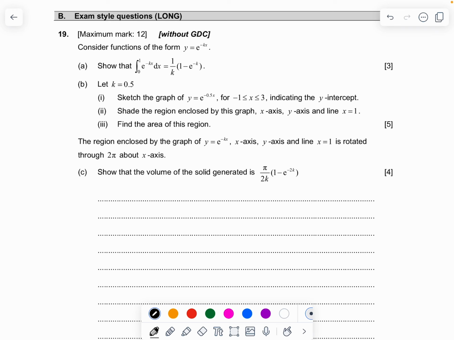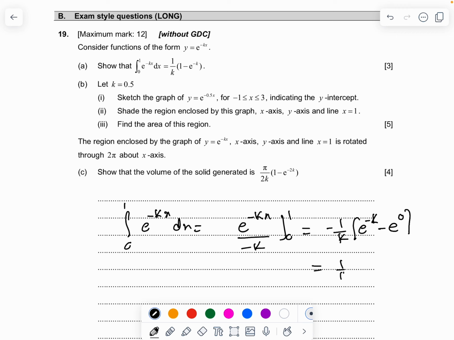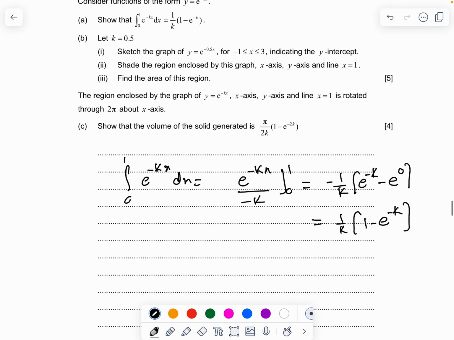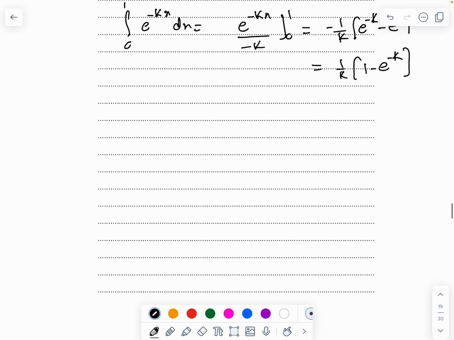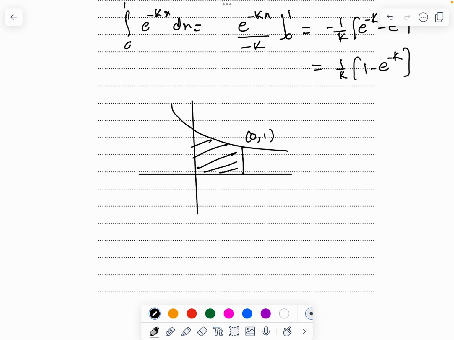Question number 19. So 0 to 1, integral of e power minus kx dx will be e power minus kx upon minus k from 0 to 1. Minus 1 upon k, e power minus k minus e power 0. Take away that minus symbol, it becomes 1 minus e power minus k. K equal to 0.5, sketch the curve. I am sketching the curve. It should be in this way. This is a point 0, 1, and this is the area of the shaded region.